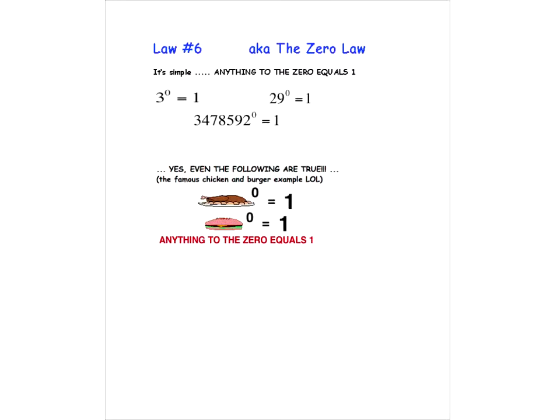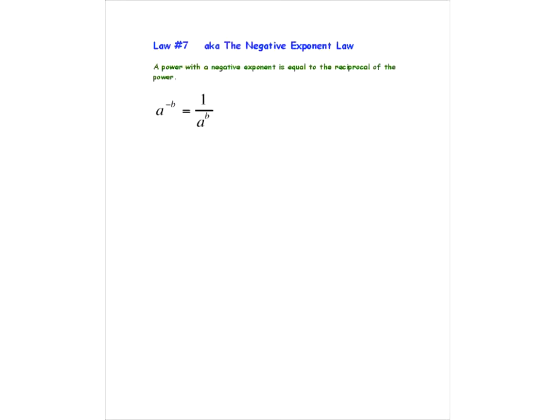Okay, zero law. This one is the coolest law because it's so easy, right? Anything to the exponent 0 equals 1. So 3 to the 0 equals 1, 29 to the 0, whatever this number here is to the exponent 0 equals 1. And even this here, you might remember from the lesson, chicken burger to the 0 equals 1. Or maybe that's submarine to the 0 equals 1. Okay, so anything to the 0 is 1. Too easy, eh? And you can actually prove why that's true as well.